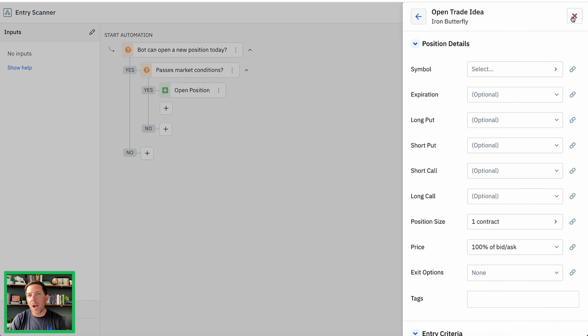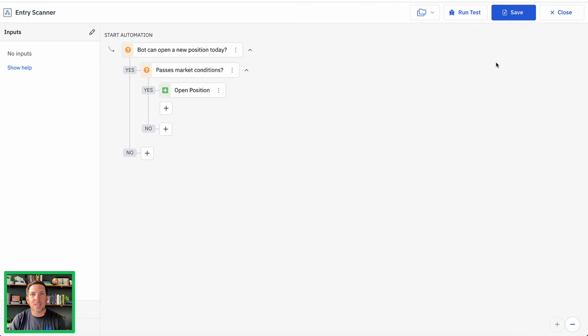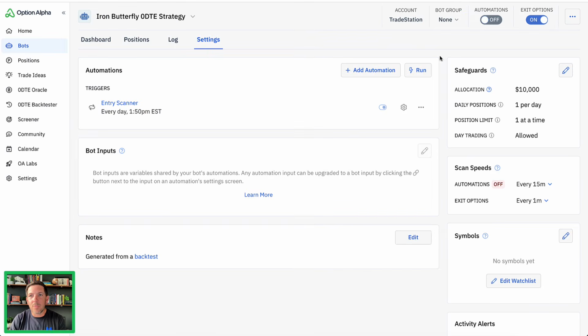So there's a couple ways you can do it. Of course, the easiest way is through the use of the automatically create a bot or generate a bot from the backtest. That's what I do for a lot of those, but you do have the ability to create your own automations and run your own automations to find iron condor positions.